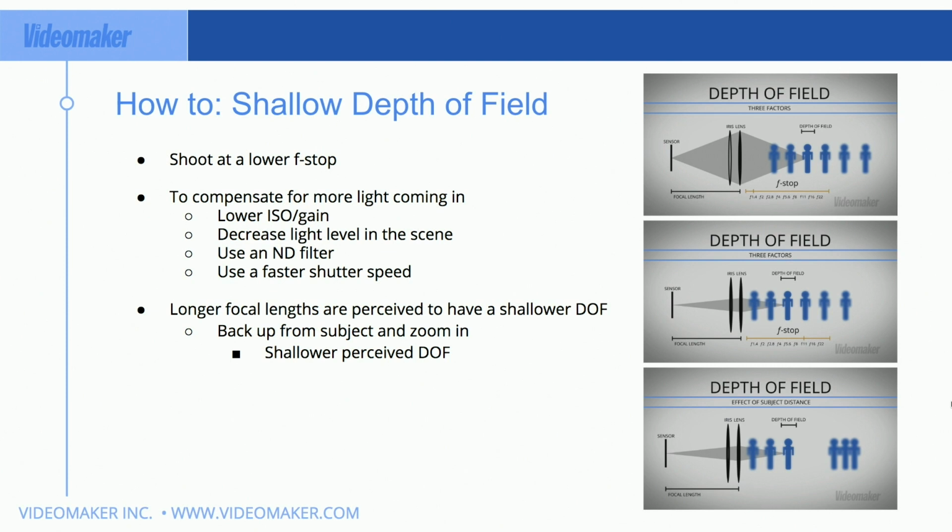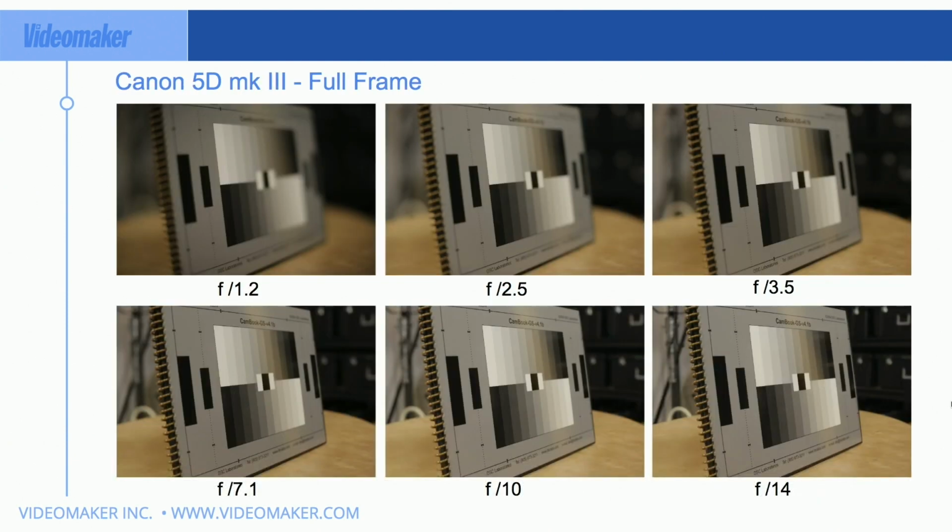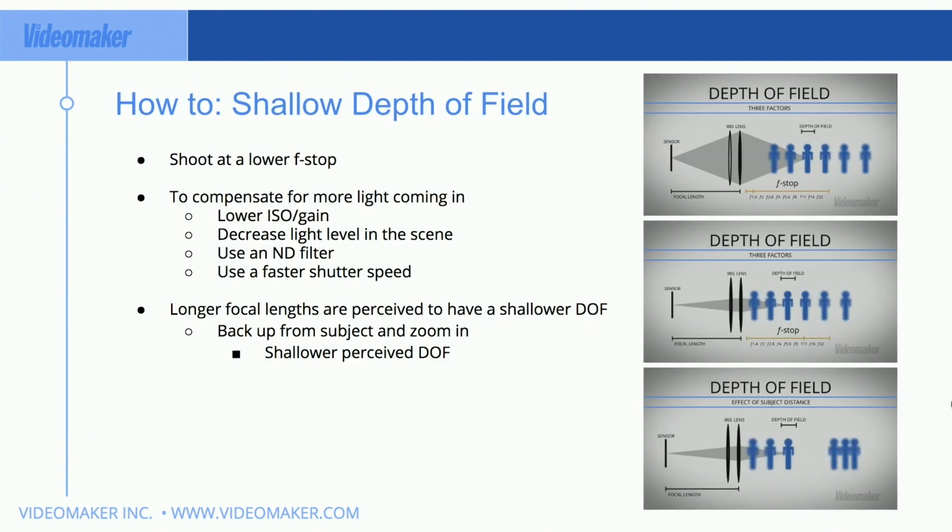Longer focal lengths are perceived to have a shallower depth of field. So to change that, back up from your subject and zoom in, and you'll have a shallower perceived depth of field. And I'm not sure if this slide covers it, so I'll get to that in a second. It's called space compression, and we'll get to that. John, if I haven't answered your question, please chime in again. Otherwise, I'm going to assume I've answered it.